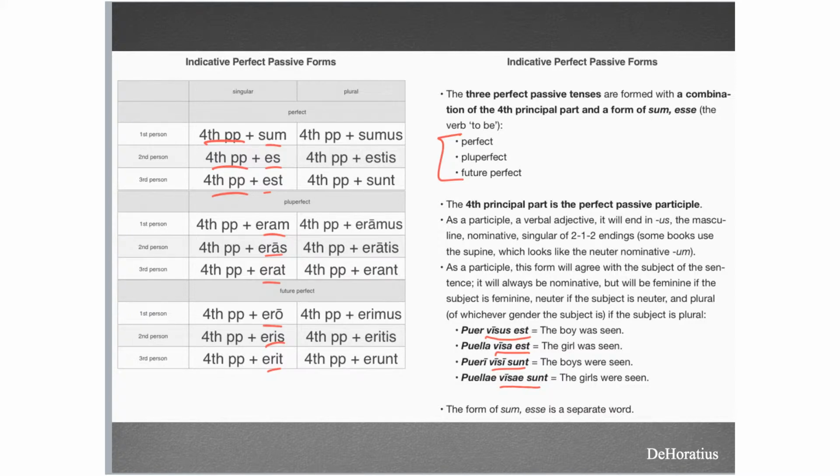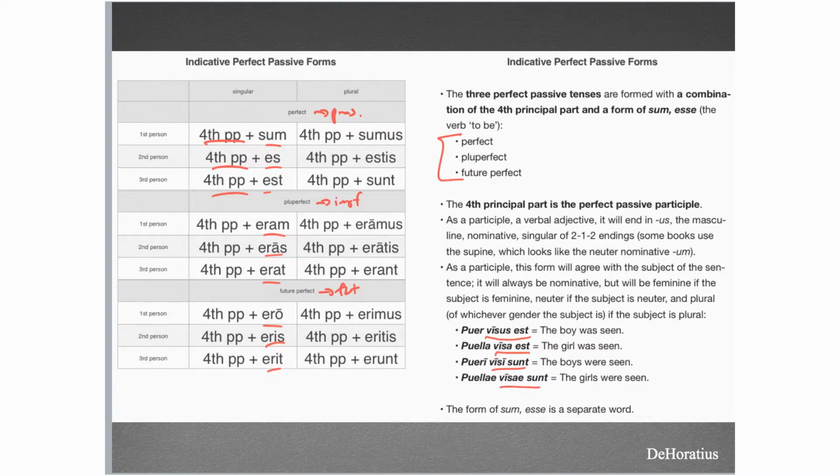I'd point out that there is a formula to what the form of the verb to be is. The perfect uses the present of the verb to be, the pluperfect uses the imperfect of the verb to be, and the future perfect uses the future of the verb to be. All right, and you can see those in those underlined forms and the non-underlined forms. Sum, es, est, sumus, estis, sunt. That's the present of the verb to be. Eram, eras, erat, eramus, eratis, erant. That's the imperfect of the verb to be. And ero, eris, erit, erimus, eritis, erunt. That is the future of the verb to be.